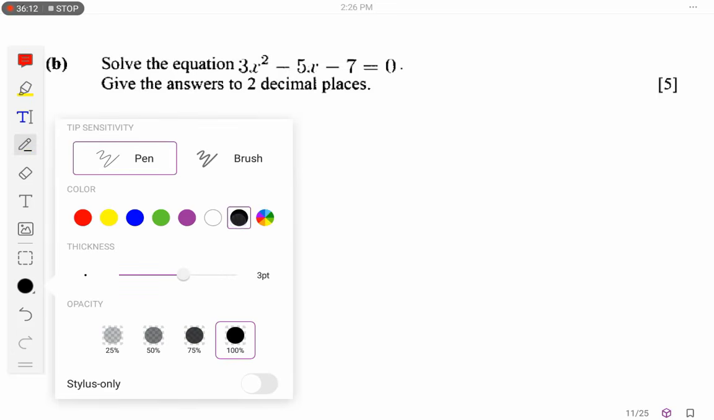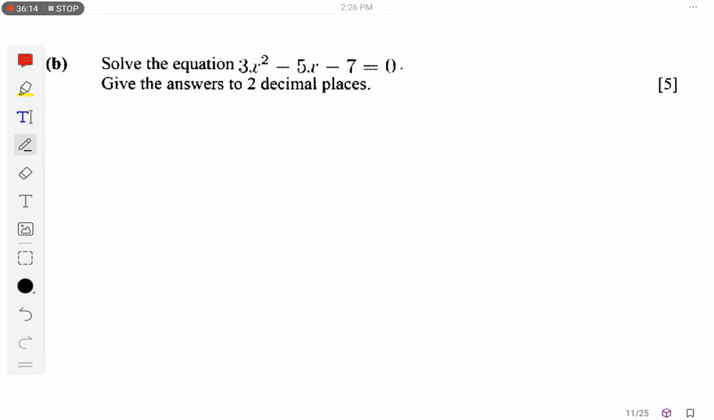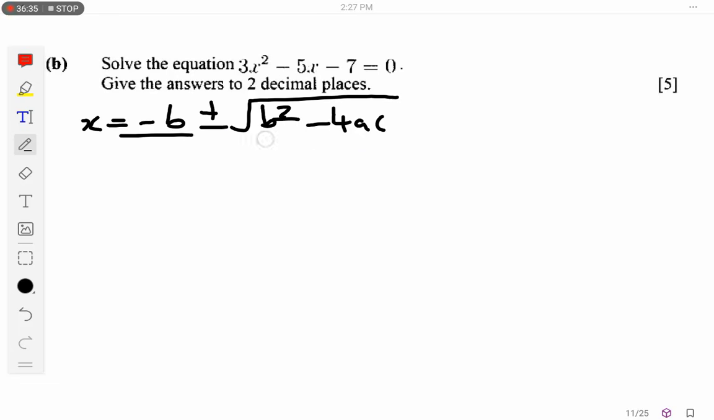Okay, when we have such a question, basically, when they say 2 decimal places, I'll always repeat it. You don't have to find factors, just use your quadratic formula. So our quadratic formula says that x is equal to minus b plus or minus the square root of b squared minus 4ac, over 2a, like that. Okay, then which one is our a? This is our a, this is our b, this is our c. And our b here is a negative.